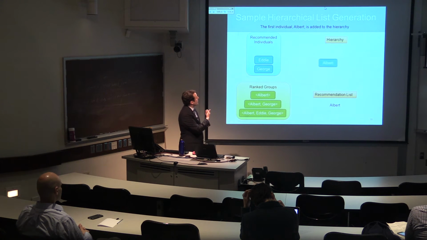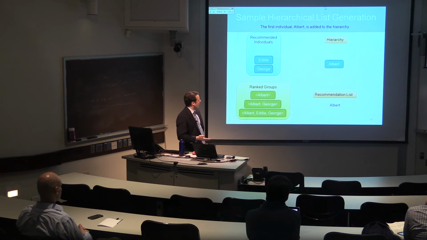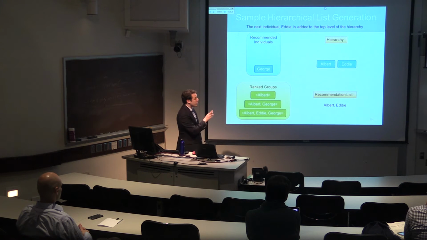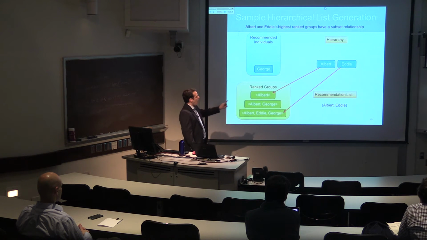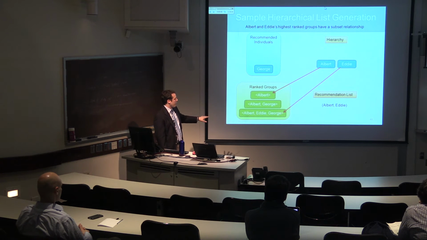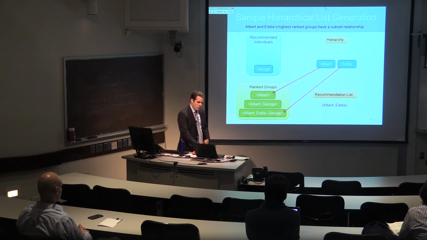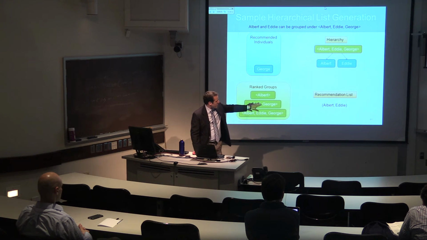So we start by adding the first highest ranked individual to our hierarchy. He can't be grouped with anything else, so we then add the next individual. So now there are 2 individuals in our hierarchy, so it might be possible to group them. So we look at their highest ranked group of which they are a member. Albert's highest ranked group, which is just Albert, is a subset of Eddie's highest ranked group, Albert, Eddie, George. So that means they can be grouped together because they share this subset relationship. And we'll group them of the superset of these 2 groups. And this means that our recommendation list has a group of Albert, Eddie.